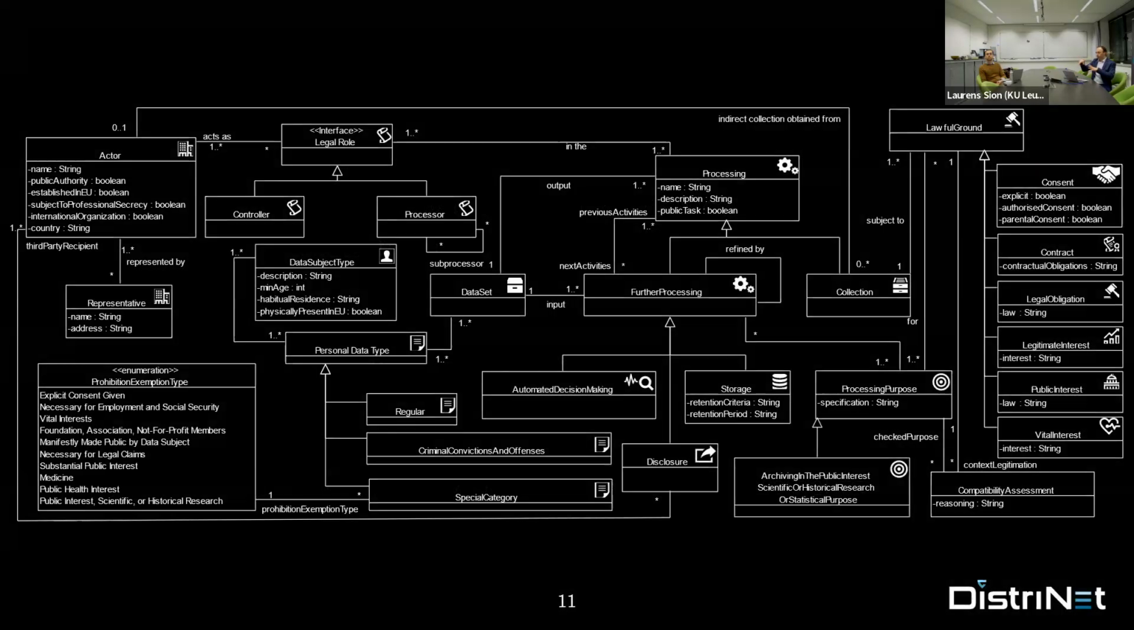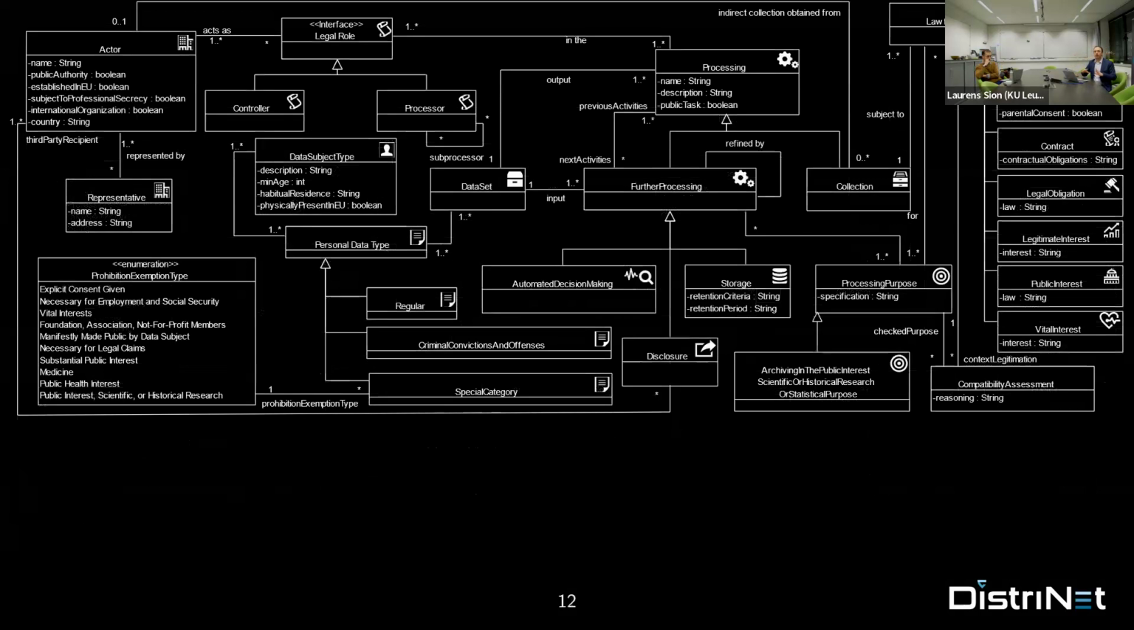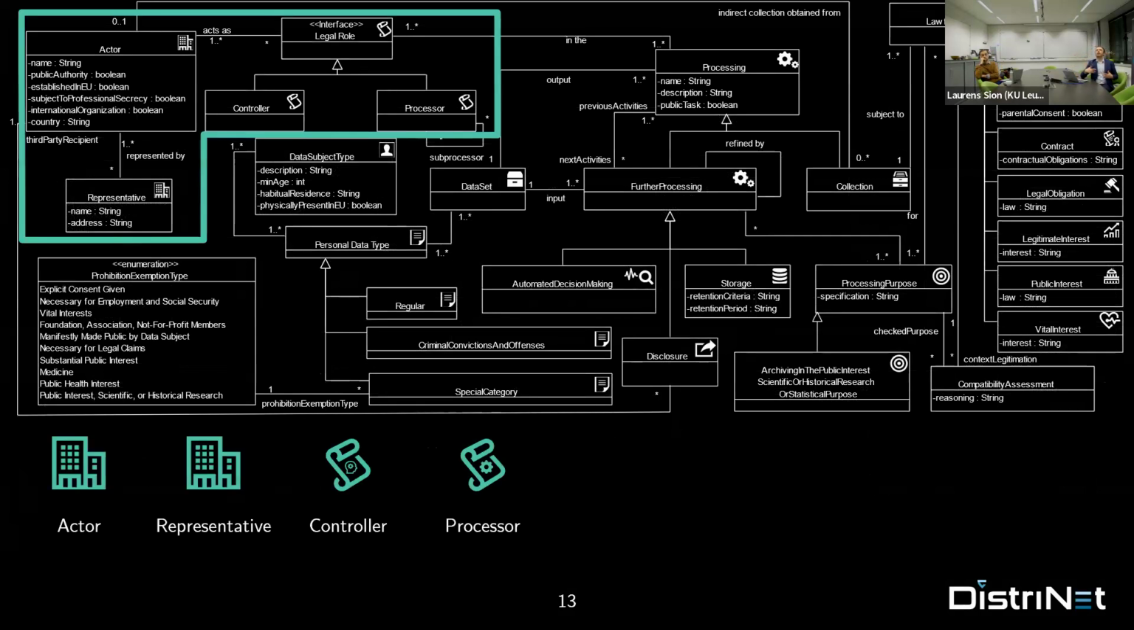Now, I will delve into more detail about the concepts and the type of assessments that we can perform. So this is a high-level overview of the meta model. I will not go over all these elements in detail because it's quite big, but I will give you an overview of the types of concepts in there and how that allows us to accurately describe and reason about processing operations from the data protection perspective.